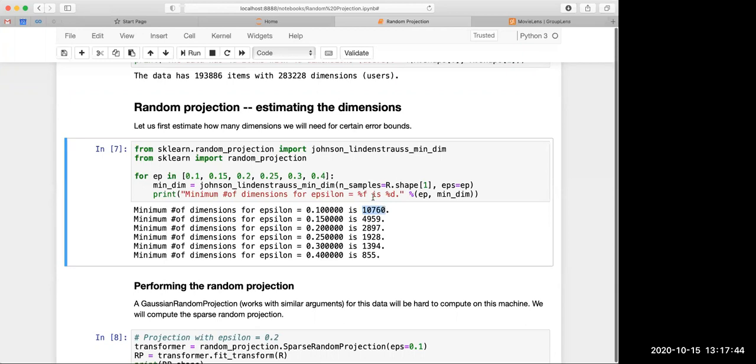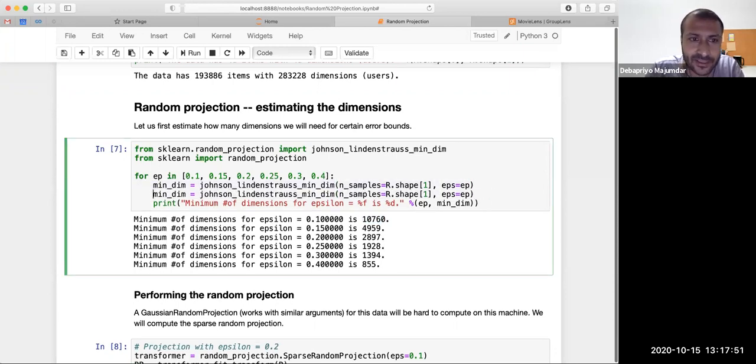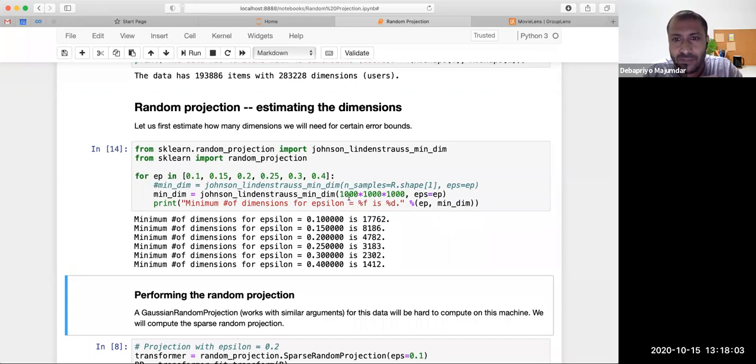Okay, let's actually try that. If we just change this line, which has nothing to do with the data, and instead of this, we write a billion. This is the easy way to write a billion. Then you see, even if you have a billion points, you can go to around 17,000 dimensions. The 20,000 was just my guess. And still you can get a pretty good error.